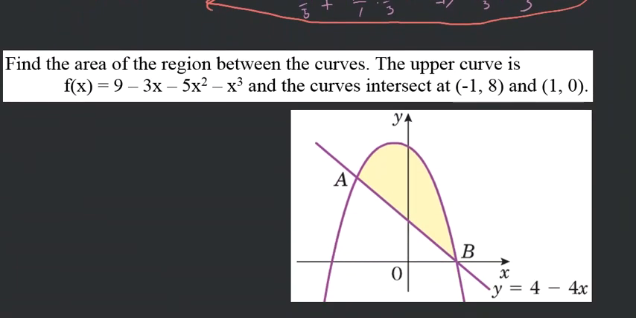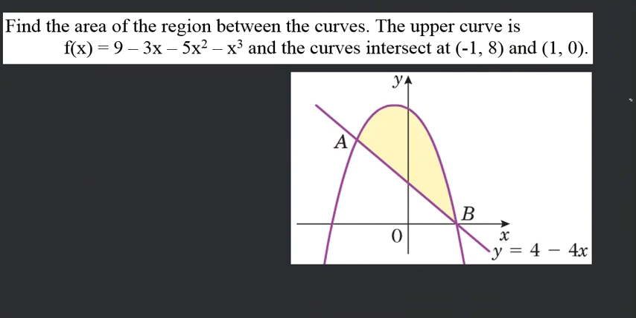Okay, let's consider this question now. Here we have the area of the region between curves. So here we are considering this region between two curves. Now we have this equation here that's given to us, 4 minus 4x, and then we also have another one given to us. The upper curve is 9 minus 3 minus 5x squared minus x to the third. That's what this upper one is.